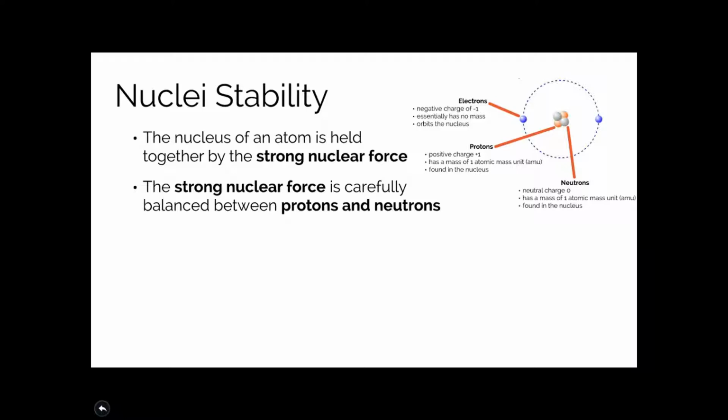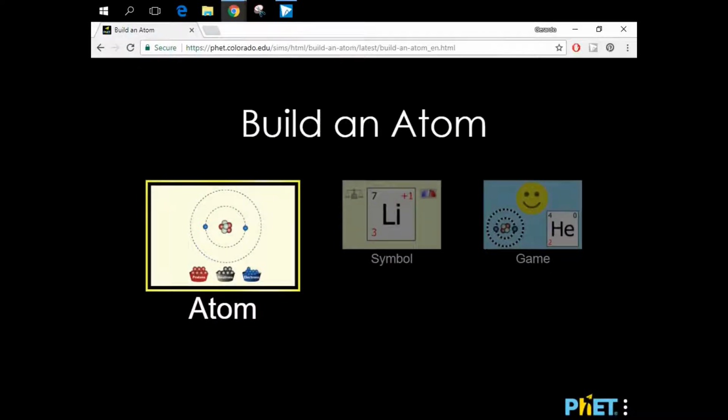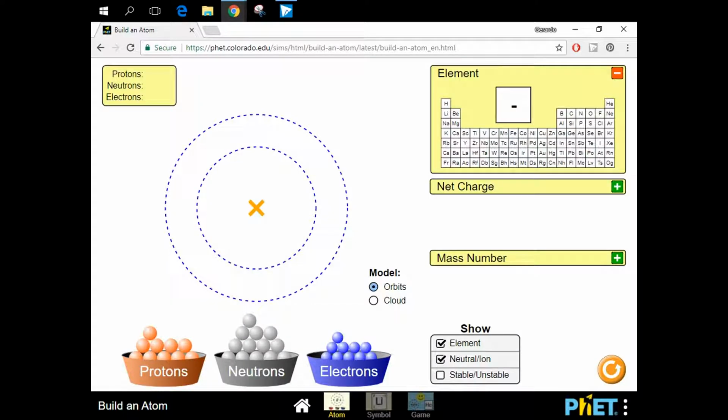And so if I pull up our simulation, the atom builder that we had last week, I can build different atoms, and one of the options I have on here is that I can choose if my atoms will be stable or unstable. And it all comes down to the balance they have between protons and neutrons. So if I just start building my atoms and pull up a proton in the nucleus, we can see that I have a stable nucleus, right?